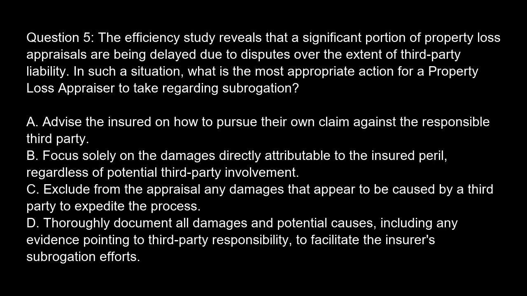Option A. Advise the insured on how to pursue their own claim against the responsible third party. Option B. Focus solely on the damages directly attributable to the insured peril, regardless of potential third-party involvement. Option C. Exclude from the appraisal any damages that appear to be caused by a third party to expedite the process. Option D. Thoroughly document all damages and potential causes, including any evidence pointing to third-party responsibility, to facilitate the insurer's subrogation efforts.